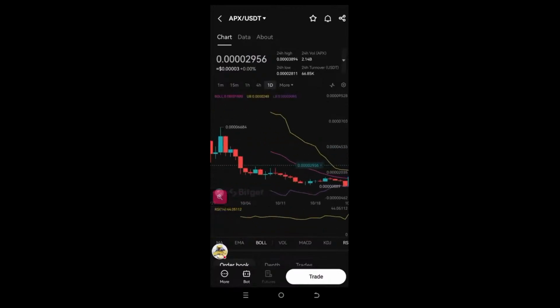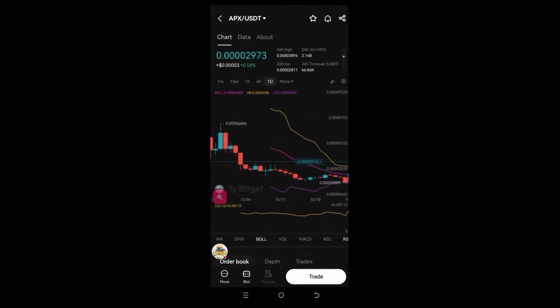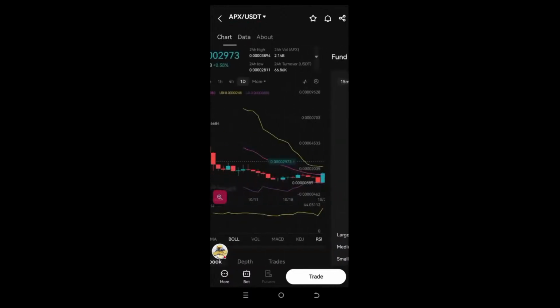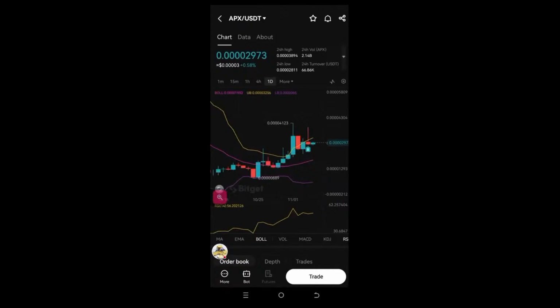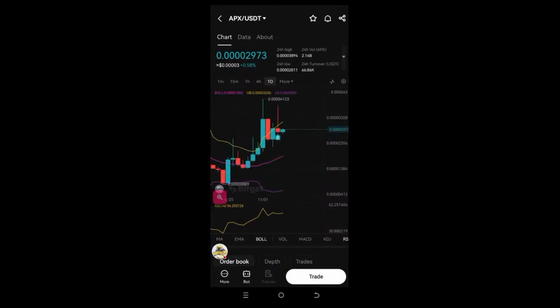Is it a new coin? No, it's not actually a new coin. APX is not exactly... Is it a new coin? It is a new coin, but it's not as new as the other ones. But I don't know. Look at it, because this is where it started from. It's not going further, so it's actually still a new coin. It's probably just less than a month or thereabout.